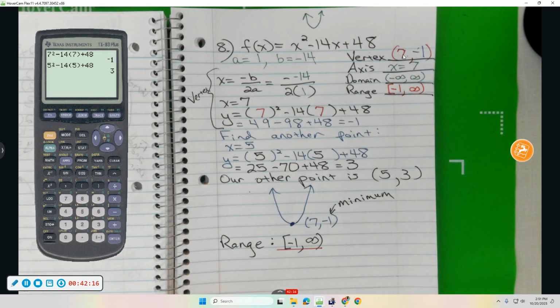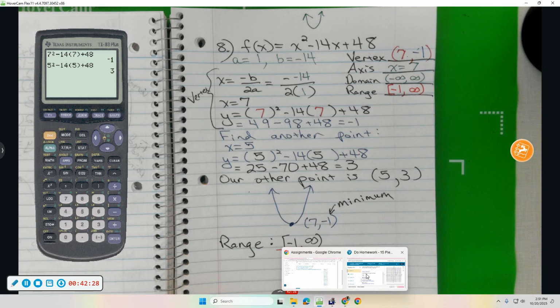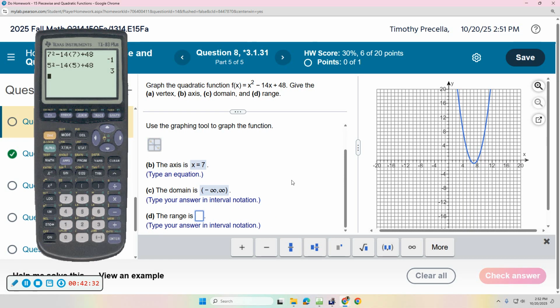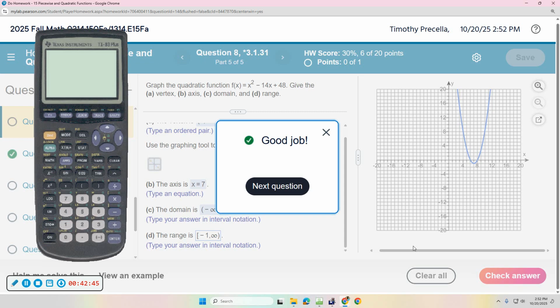So the x coordinate of the vertex is always in the axis. The y coordinate is always in the range. The domain is always negative infinity, comma, infinity, all real numbers. So type this in: bracket, -1, comma, infinity, parenthesis. Okay.